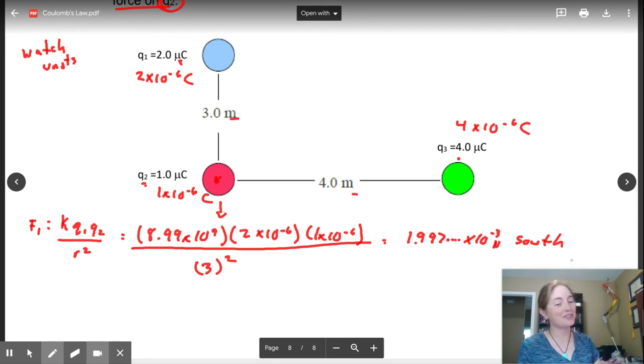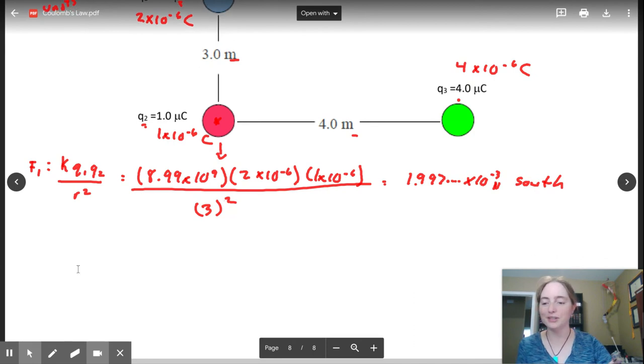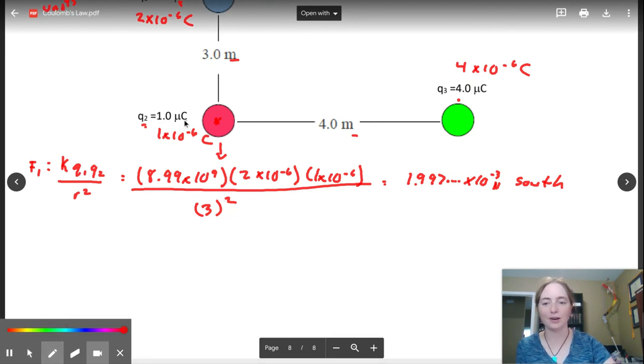That is going to be more useful to me when I go to draw my triangles, because you're absolutely going to be drawing triangles, than just a positive or a negative here. Okay. So now we are going to look at our next force acting on Q2. So I'm going to call it F3 because it's the force applied by Q3.